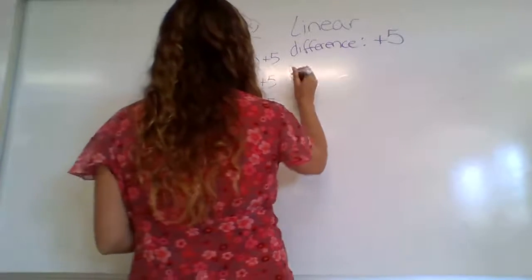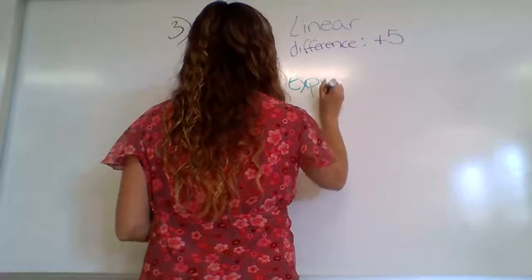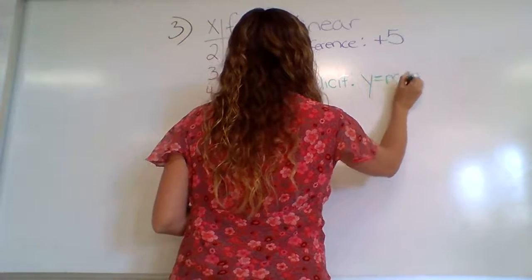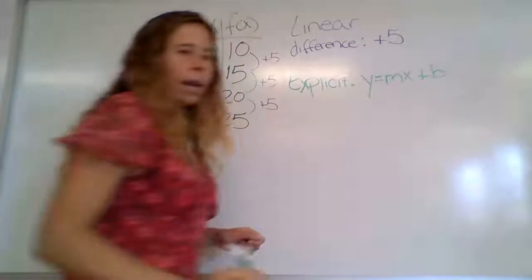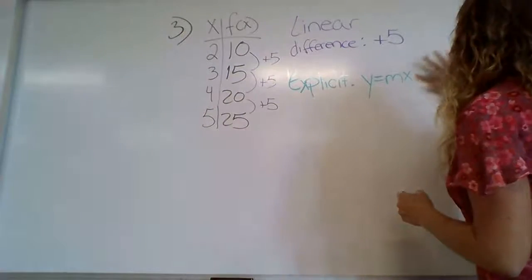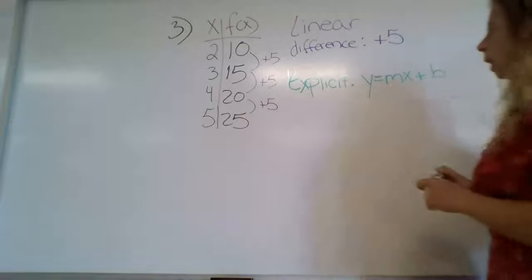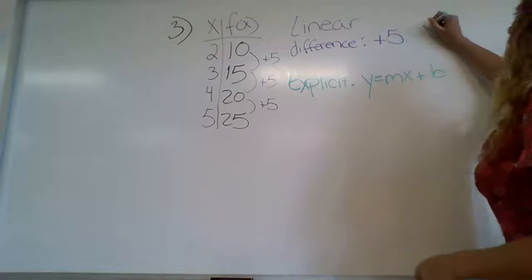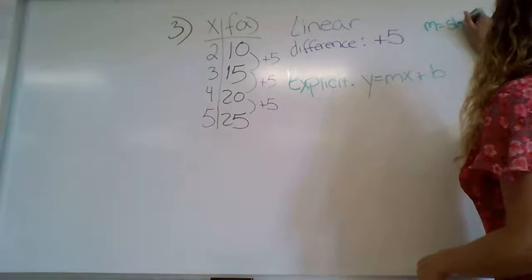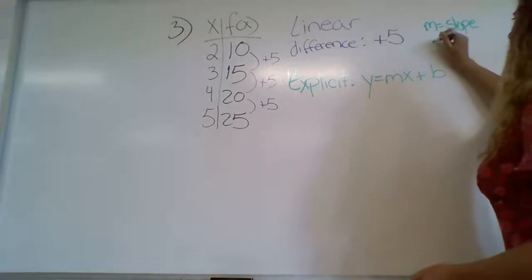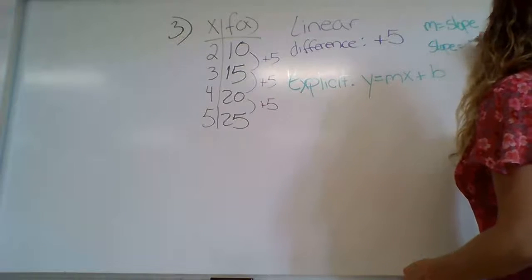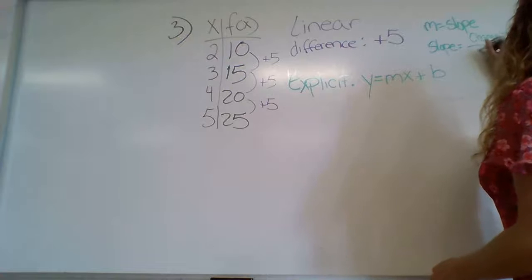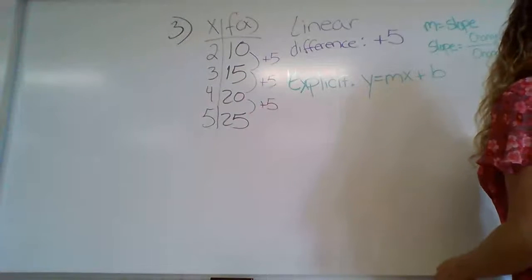Then you have explicit. So remember, for linear, the most common equation is y equals mx plus b. Okay? Where m equals your slope. And remember, slope is the change in the y over the change in the x.